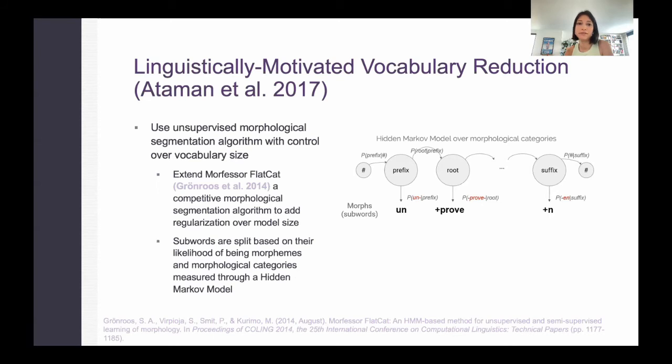So the main difference here, compared to, let's say, byte pair encoding or statistical algorithms, is that the way of splitting works in a reverse direction, such that the words are split in a top-to-bottom approach, based on the likelihood of being an actual morpheme.